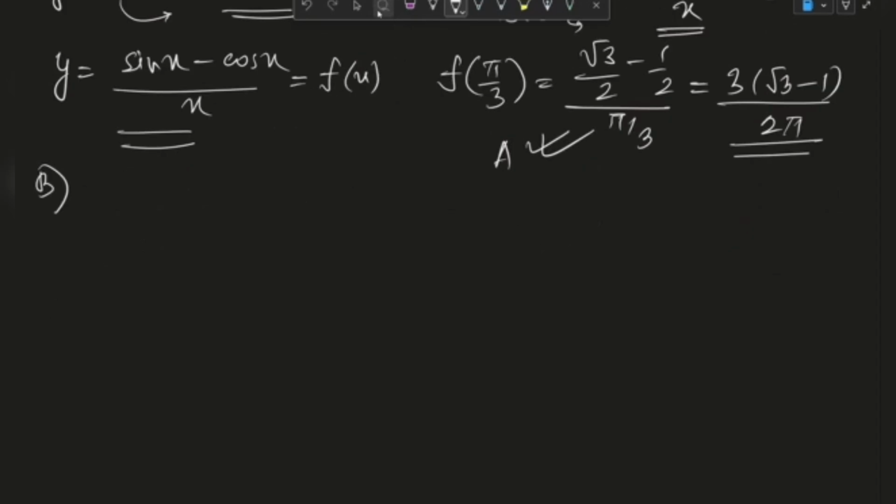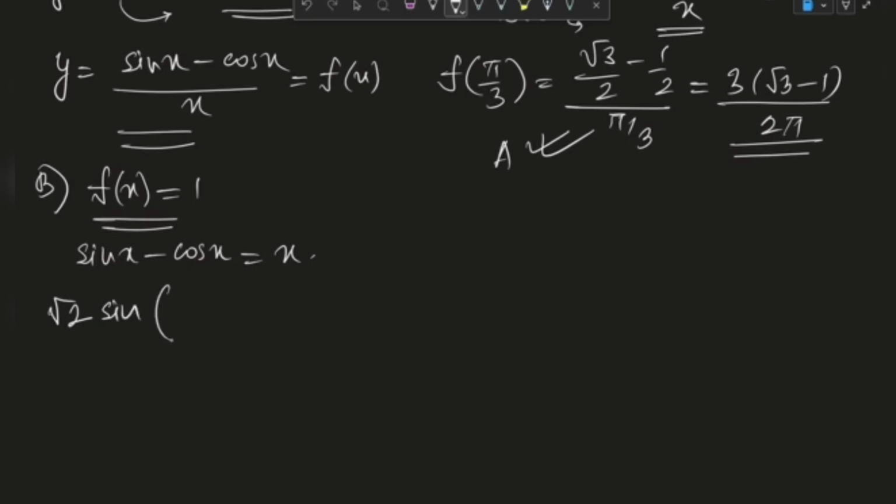So we will go to option B. So basically our option B tells that we have to actually check whether f of x equal to 1 has a solution or not. So basically if we put f of x here, this is sin x minus cos x equal to x. Now, if we multiply this thing with root 2, this will come out to be 1 by root 2 sine x minus 1 by root 2 cos x, which I'm writing as root 2 times sine of x minus pi by 4. And this is equal to x.